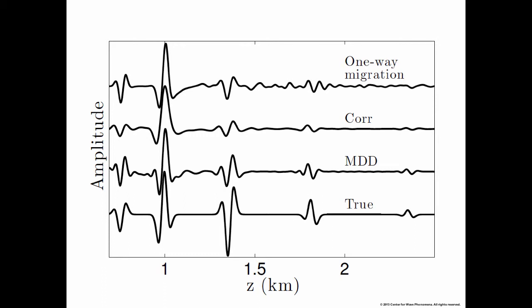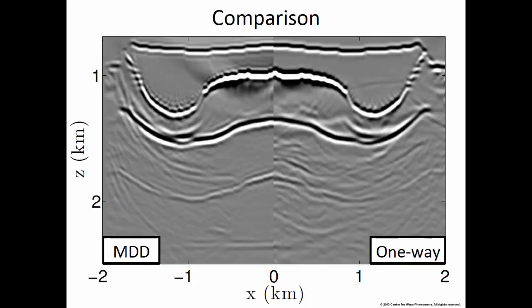This is due to the fact that we are using a really limited aperture, so we do not have enough energy to be able to retrieve the amplitude of this layer.